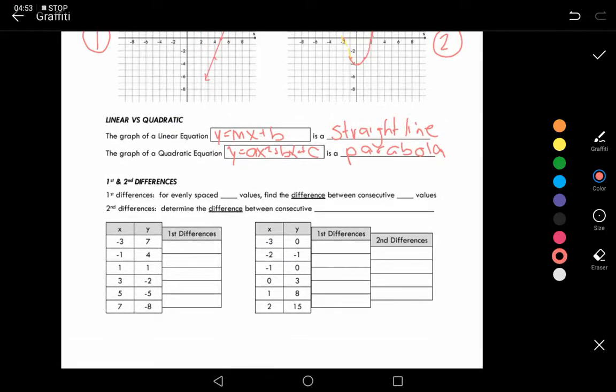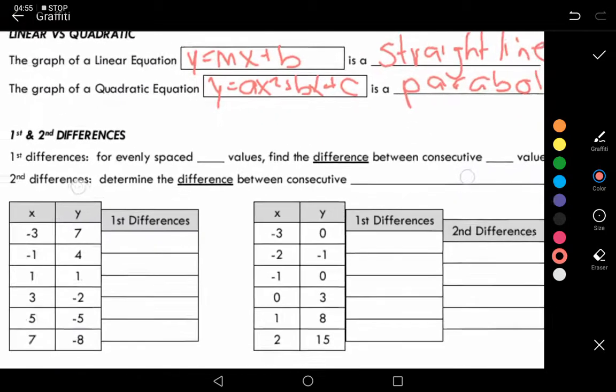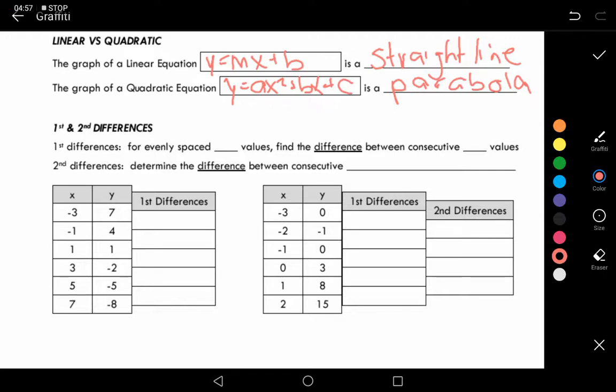Let's talk about first and second differences. So first differences: for evenly spaced x values, find the difference between consecutive y values. Okay, so that's how we find first differences. Before I go on and define second differences, let's do that with our first table here.